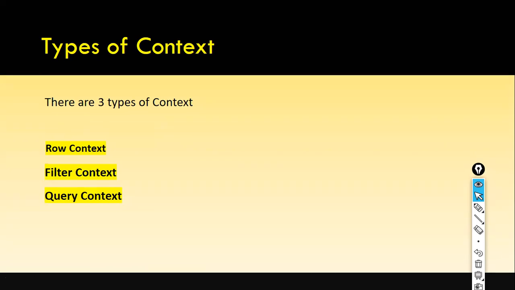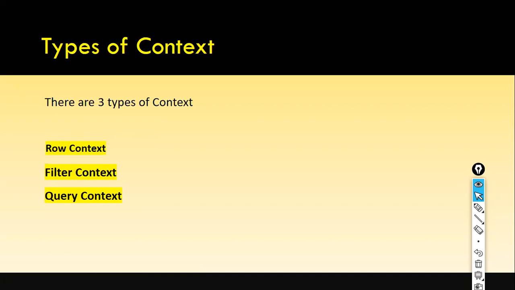Row context: when you create a calculated column, it performs row by row operation. Filter context is something like you want to filter something explicitly based on some condition. That is your filter context. Okay. But what is query context? What is query context?